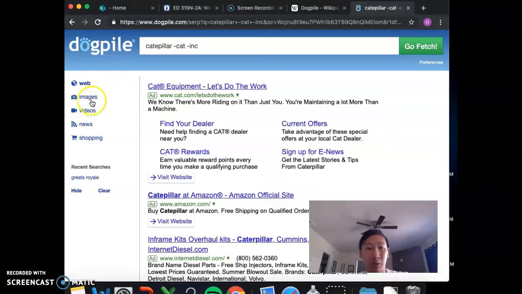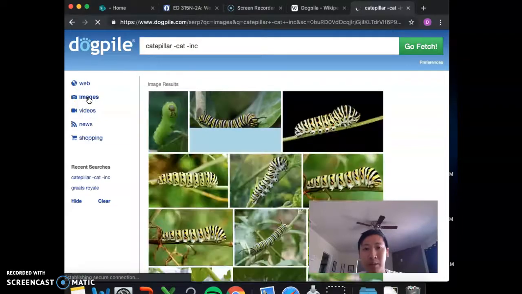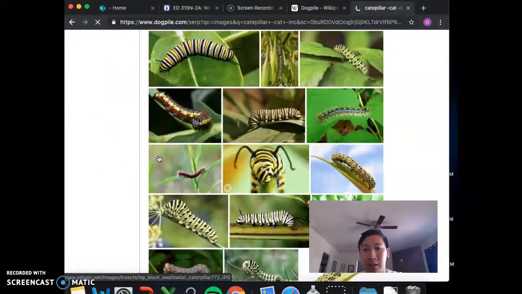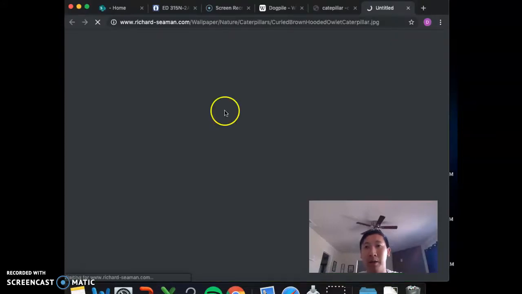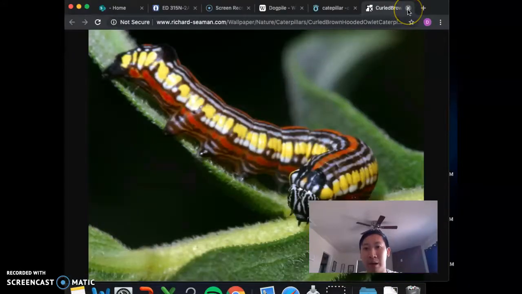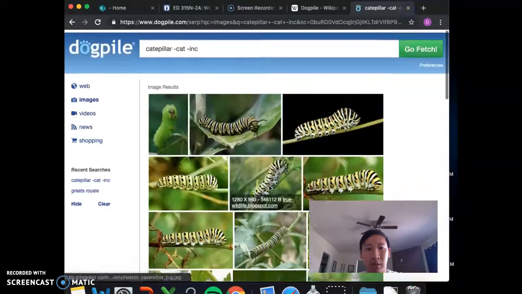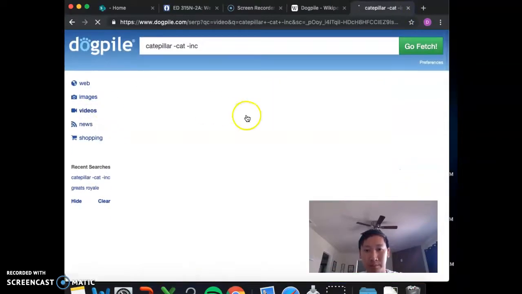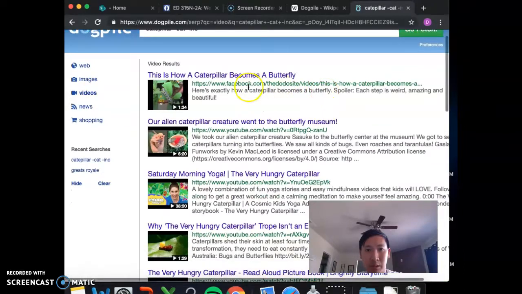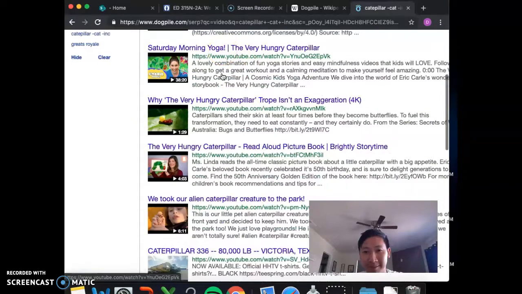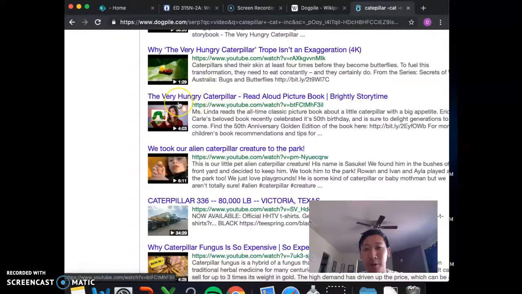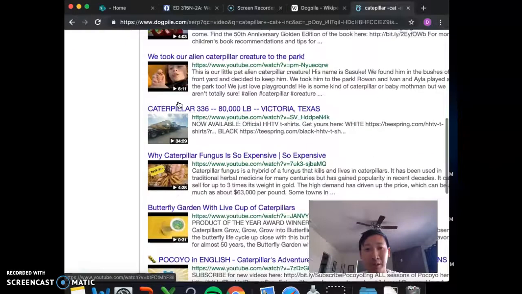And we could even look through the different categories. Here's some images, and as you can see, it's just the insect caterpillar that is showing up. Nothing about the company, nothing about construction, nothing about equipment. Okay, let's look at the videos. Tutorials about how a caterpillar becomes a butterfly. Yoga for some reason. Oh, the book, The Very Hungry Caterpillar, which is actually a very good elementary book.